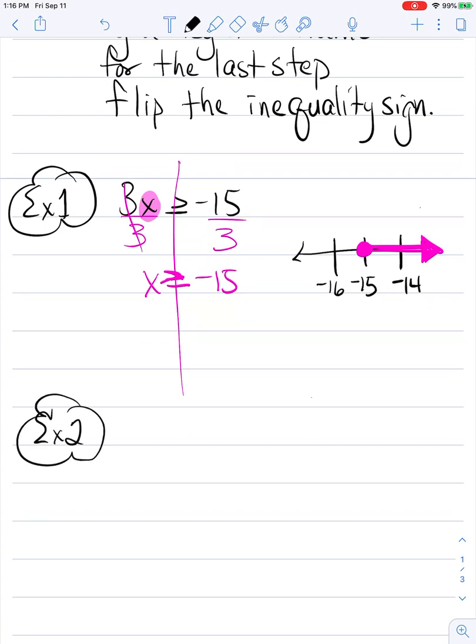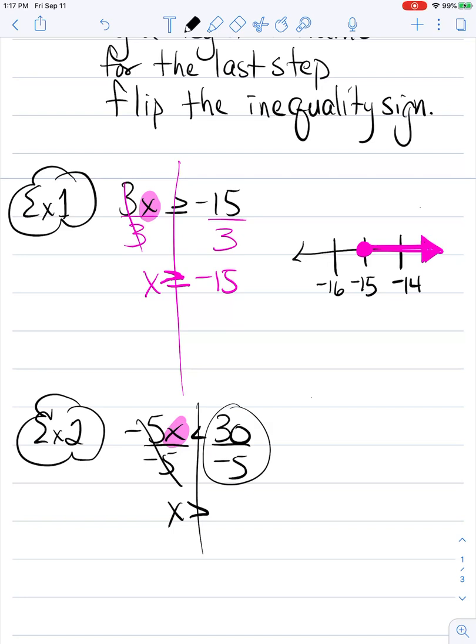For example 2, we're going to do negative 5x is less than 30. So I want to split this at the inequality symbol. I find my variable, and I need to divide both sides by negative 5. So I have x. Did I divide or multiply by a negative number? Yes, I did. So I'm going to flip my inequality sign, and 30 divided by negative 5 is negative 6.